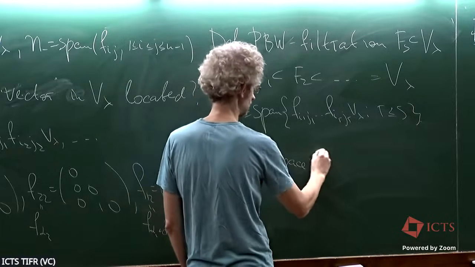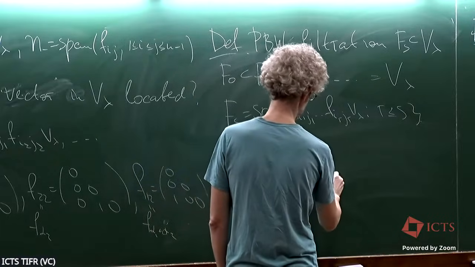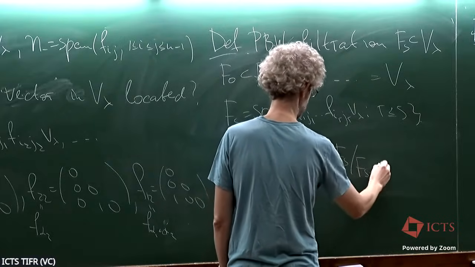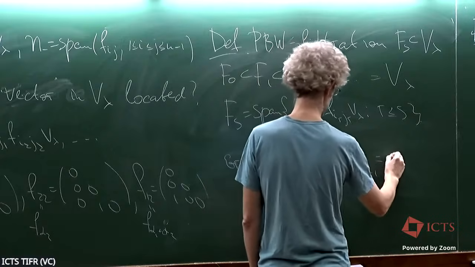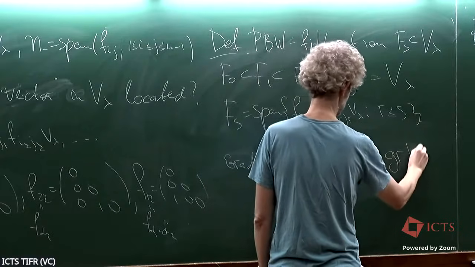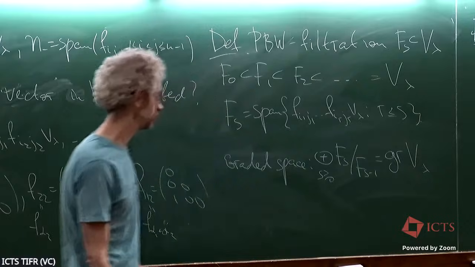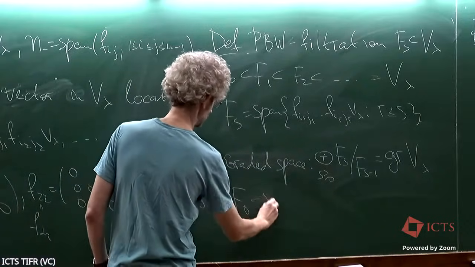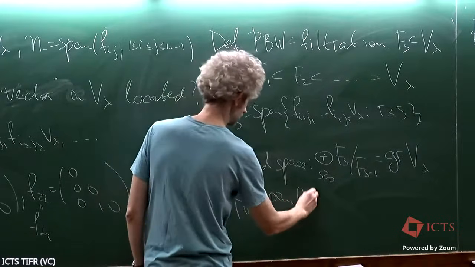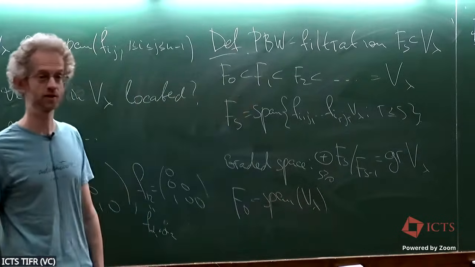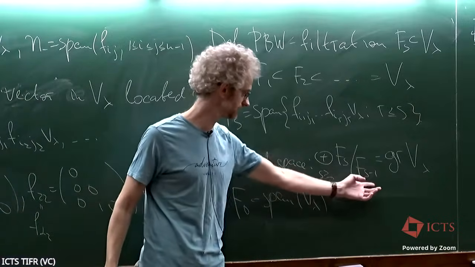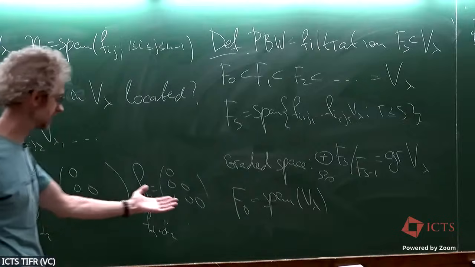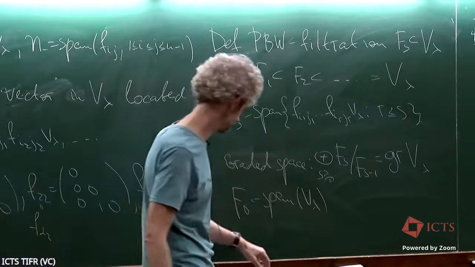So this is a direct sum over s greater than or equal to 0 of F_s over F_{s-1}. So this is the graded space of Milen. For s equals 0, of course, F_0 is nothing but the span of the highest weight vector. This is one-dimensional, and we don't have to divide by F_{-1} because there's no F_{-1} here. So it starts with F_0, and then you go further, further, and further.